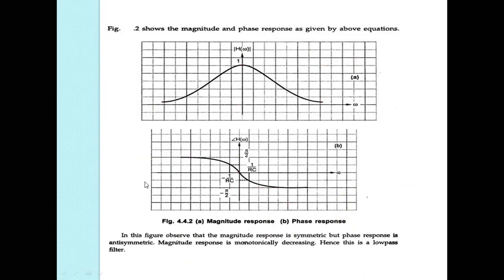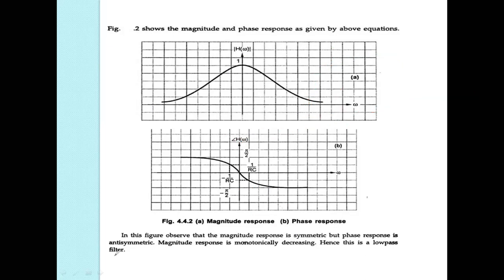See the explanation part here in this figure. They observe that the magnitude response is symmetric. Why is it symmetric? On the positive axis it monotonically decreases, and on the negative axis it also monotonically decreases. So you see here the magnitude response is monotonically decreasing, as this is a low pass filter. Low pass filter means it allows only the low frequency values. This is the positive side, and similarly the negative axis is also like this.